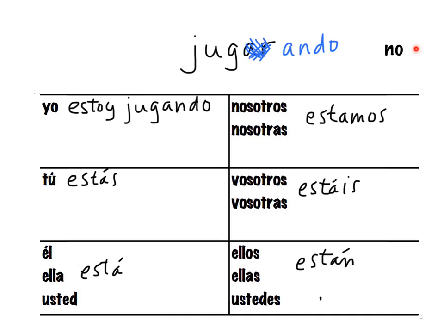Now I have a no up here because you may want to know what we're doing with this no. How do you make it negative? It's different than in English. In English we say I am not playing. That's not true in Spanish. In Spanish it goes in front. Yo no estoy jugando. Tú no estás jugando. So make sure that you place it in a different spot than in English. It's not hard. It's just that it's different. So, no estamos jugando, no estáis jugando, no están jugando.